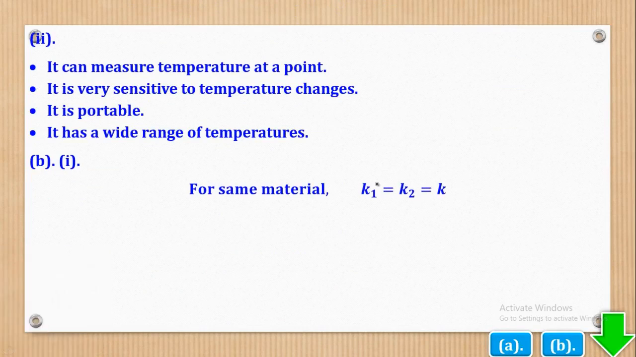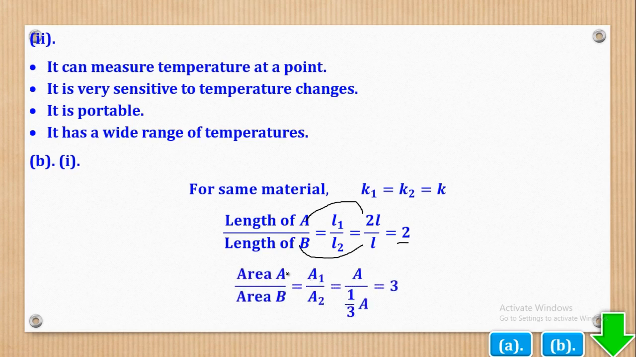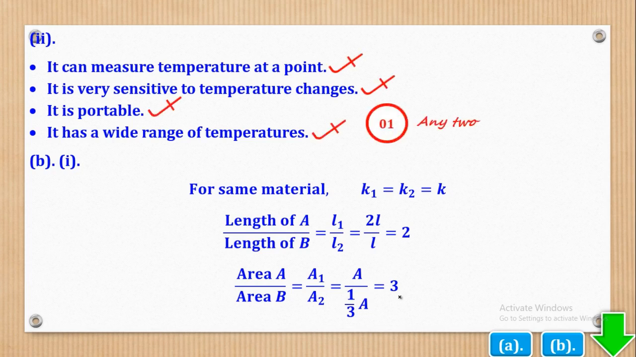So for the same material, it implies that the coefficient of thermal conductivity is the same. They also gave us the length. The length of A is twice that of B, so this will be 2L and this will be L, to give you 2. What about the area? Area of A was that, and area of B was a third that of A, so we'll come up with 3. So that's the marks for this slide. Now let's go to the next slide.